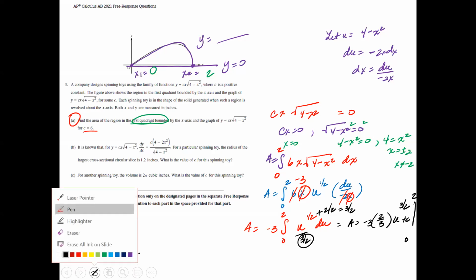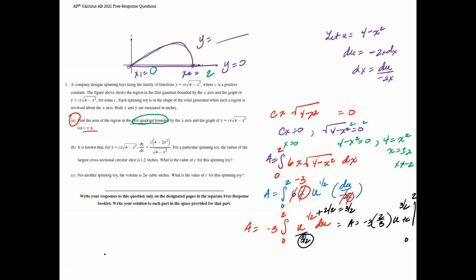Now, before I go ahead and plug in the upper and lower bounds, keep in mind that your upper and lower bounds here are in terms of x's, x equals. So here I need to go ahead and change them to u's. So if I were to change these bounds, remember that u equals 4 minus x squared. So for my lower bound, if x equals 0, then u is going to be 4 minus 0, which is just 4. So I'm going to change that to a 4.